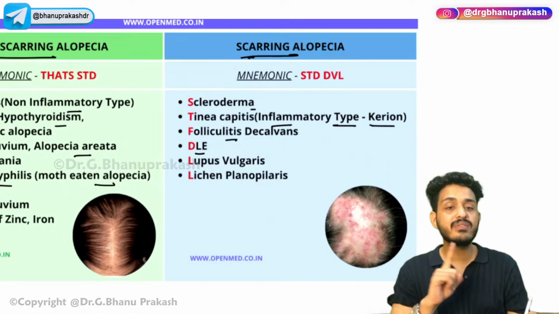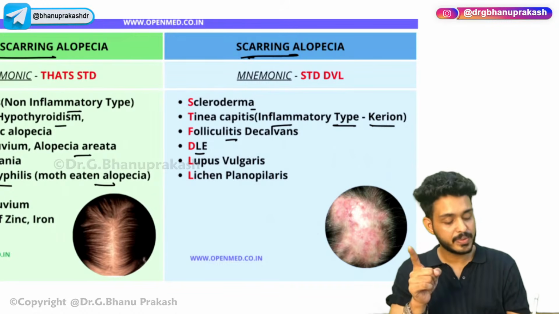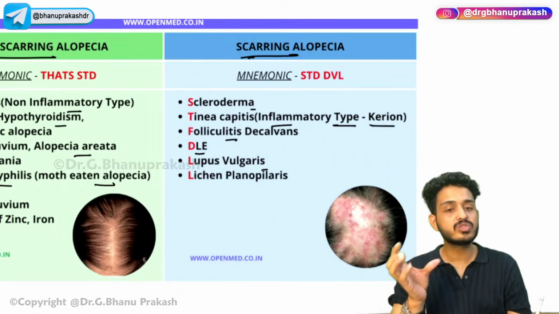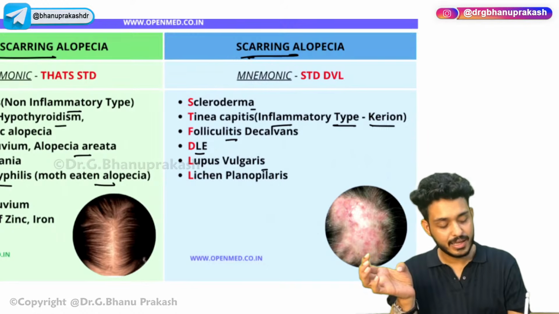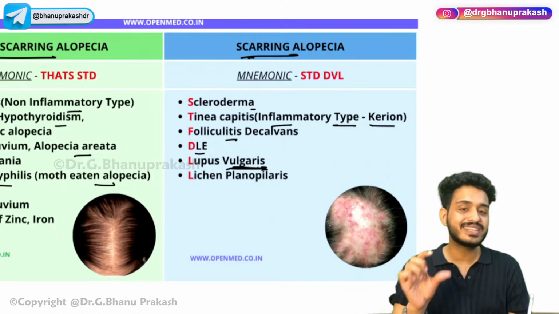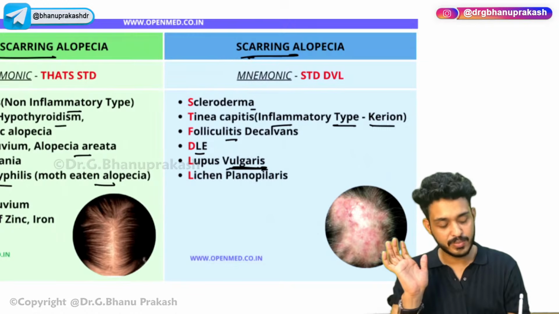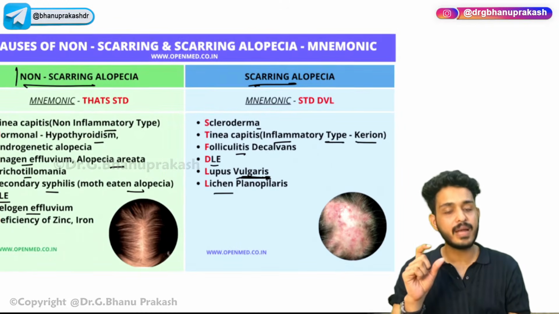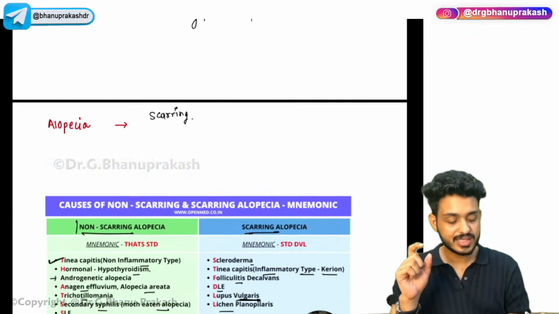DLE, remember, DLE will be causing scarring type of alopecia. Lupus vulgaris, which is the most common type of cutaneous TB. Remember, in dermatology, vulgaris means most common. So lupus vulgaris is the most common type of cutaneous TB. And last, we are having lichen planopilaris. Okay, so these are the important causes.